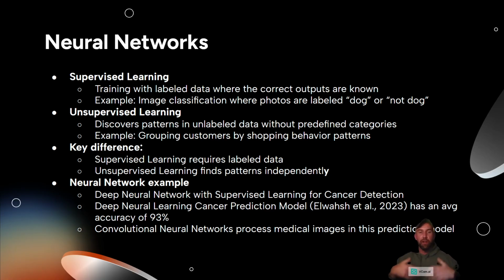The model is learning as you're presenting more and more data to it, and it's identifying patterns on its own. So again, the key difference is supervised learning requires labeled data. Unsupervised learning finds patterns independently. Now, all of this is to describe to you what a neural network is.